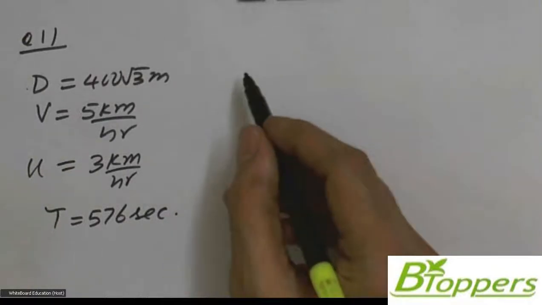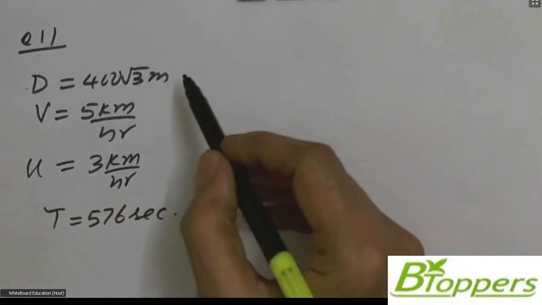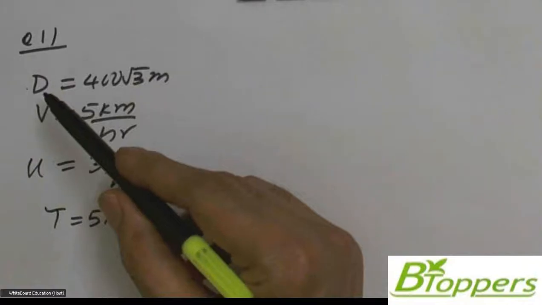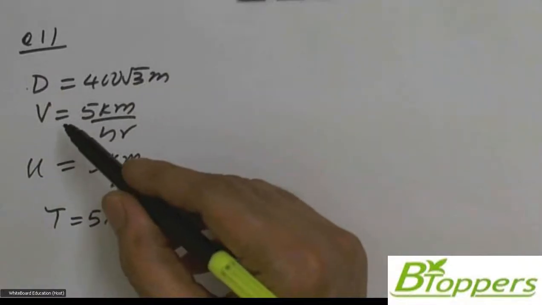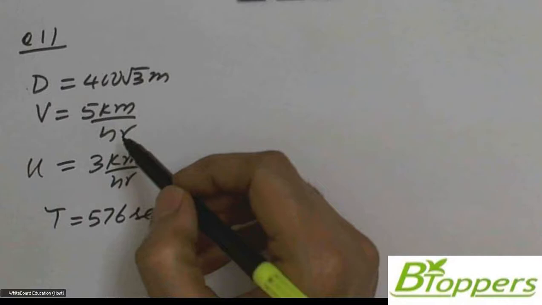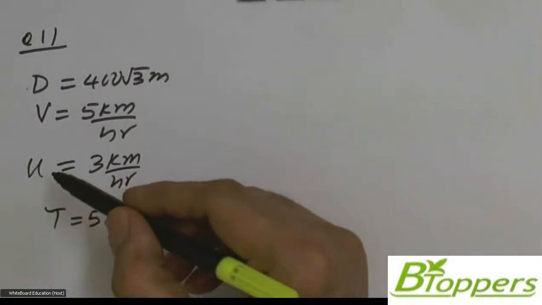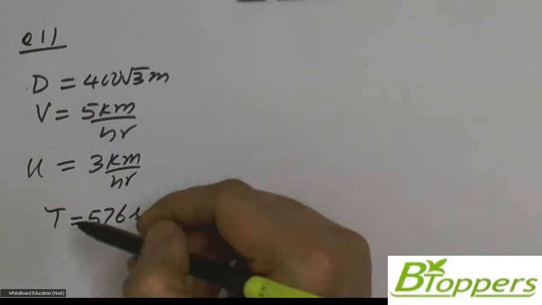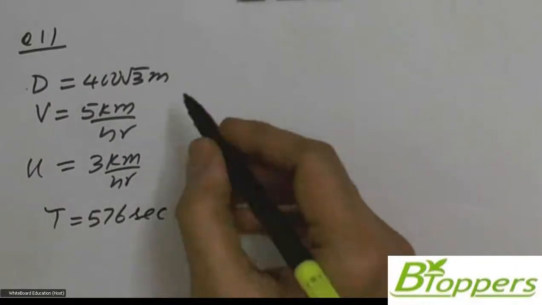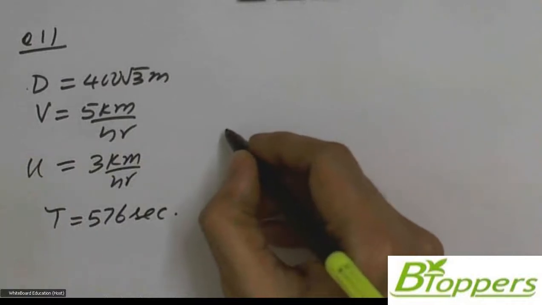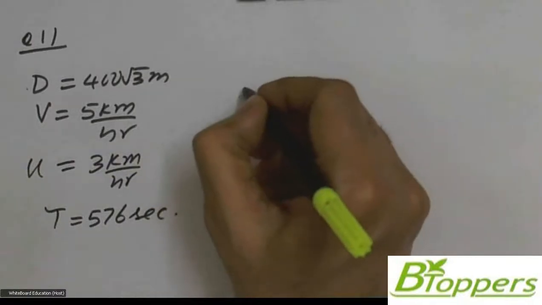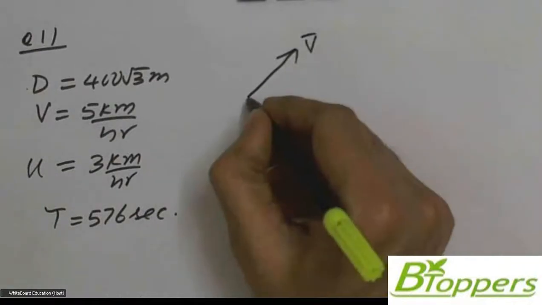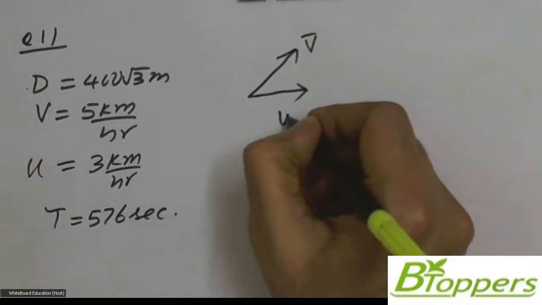So in this problem, you are given the width of the river as 400 root 3 meters. I have denoted the width of the river by capital D, and V is the speed of the boat in still water, that is given as 5 km per hour. U is the speed of water in the river, that is 3 km per hour. The time taken to cross the river is given as 576 seconds. Here V bar is directed at an angle theta with U bar.